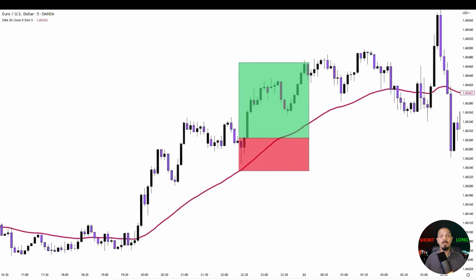And here's a smart risk management tip. Once price reaches a 1 to 2 risk reward, you can lock in break even by closing half the position. That way, you're protected and still in the game.